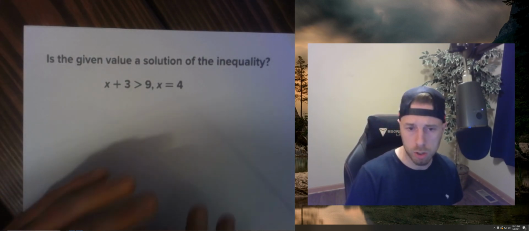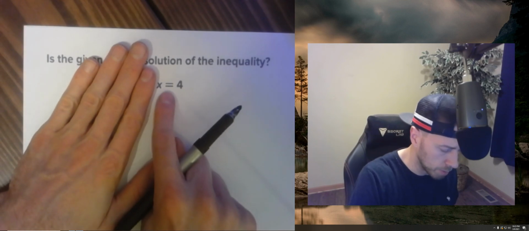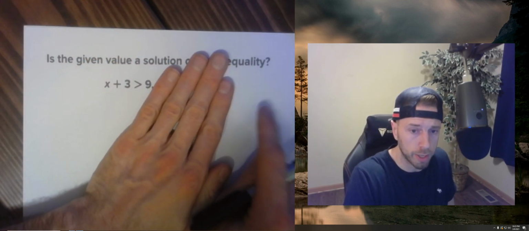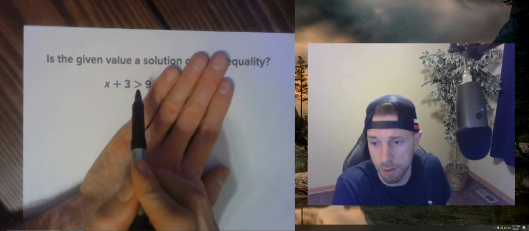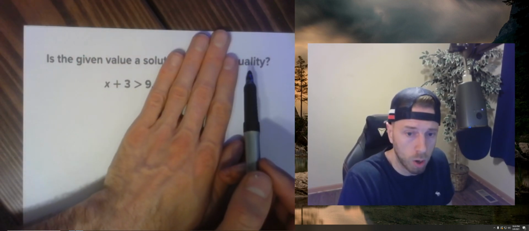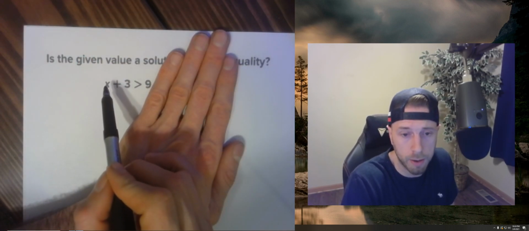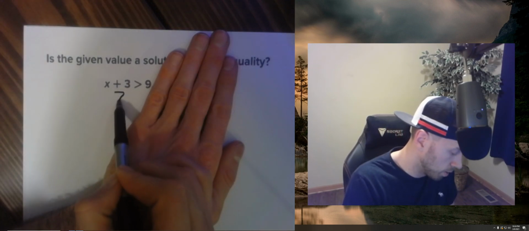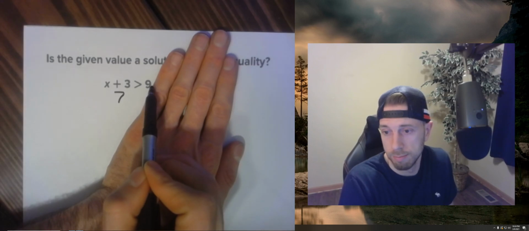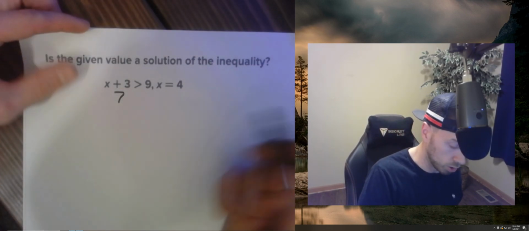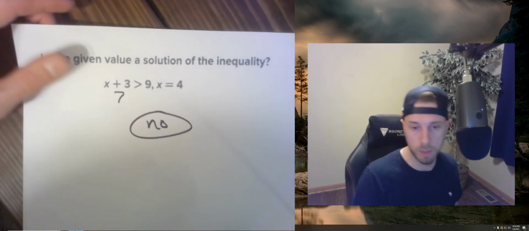Is the given value a solution to the inequality? So I'm going to say that x equals 4. Okay? And then I'm going to give you the inequality over here. X plus 3 is greater than 9. And you got to tell me, is this true? So we got to plug it into our inequality here. Put a 4 right there. 4 plus 3 is 7. So this right here is 7. And is that greater than 9? No, it's not. So this is not a solution. So you would say the answer to this would be just no. Right? Not a solution.